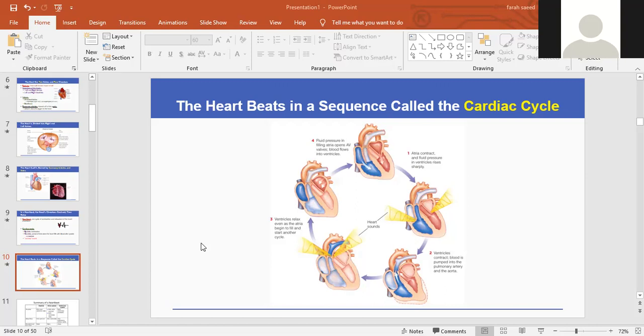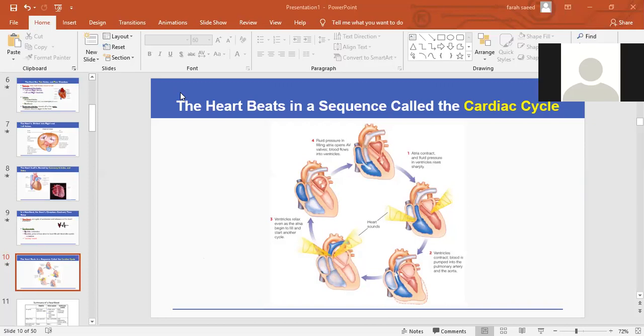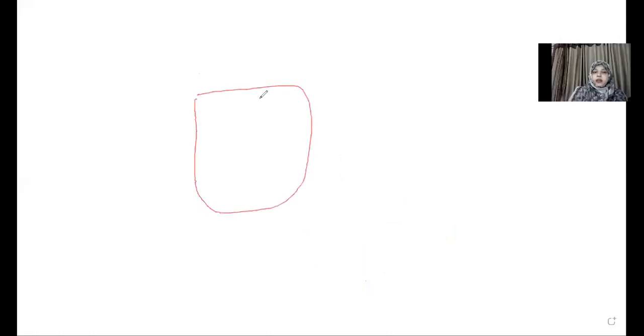To understand diastole and systole, first of all, make a rough sketch. I'm drawing a rough sketch of a heart portion. Just like I told you, this is the right side and this is the left side. Whenever we are drawing, I'm using this purple color.